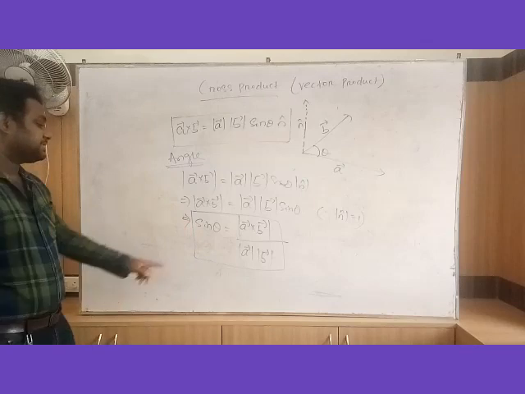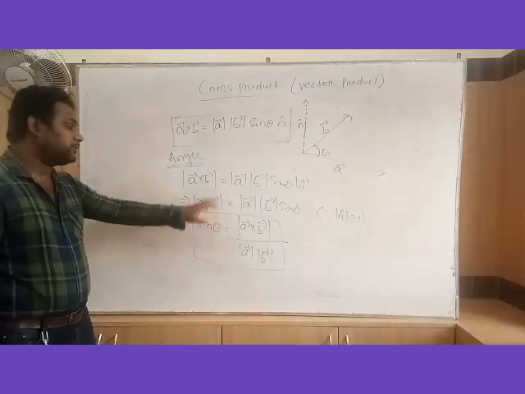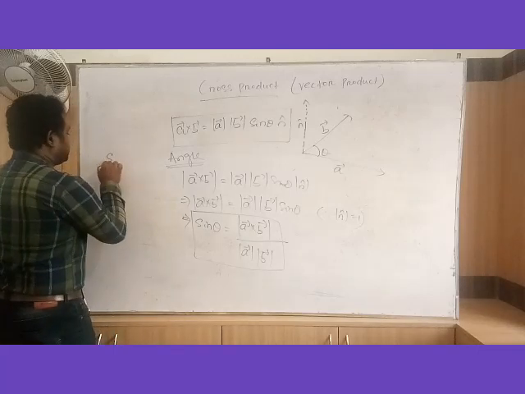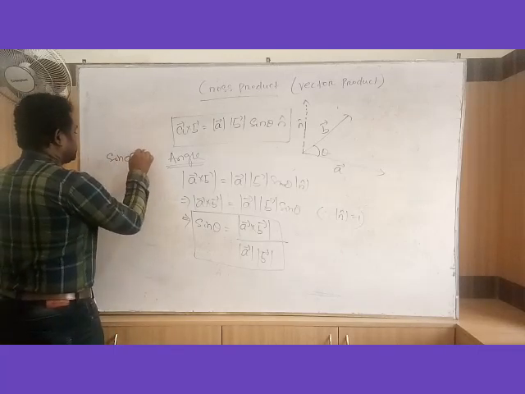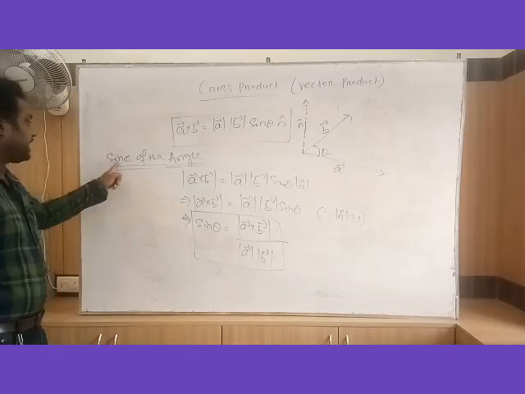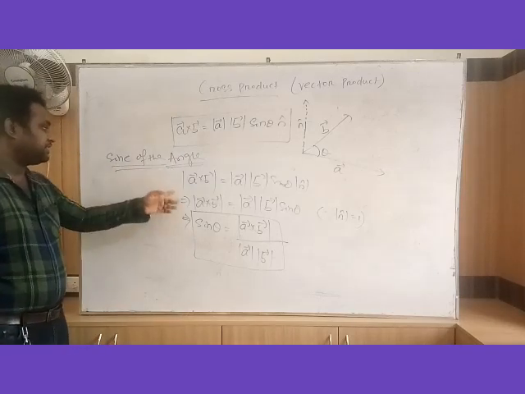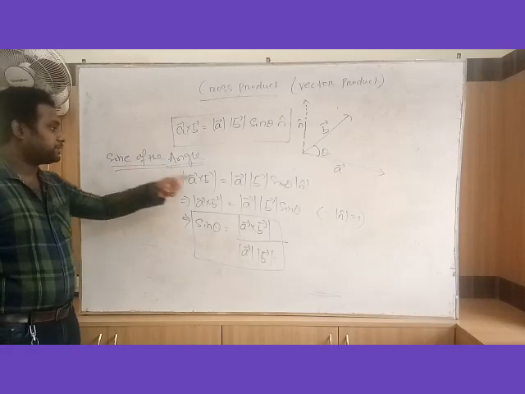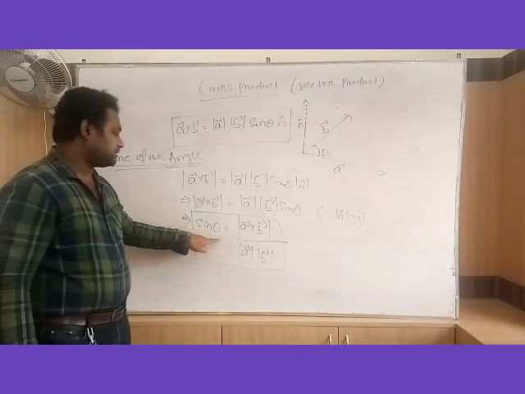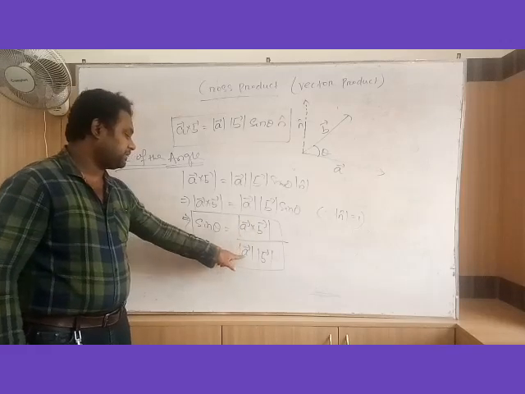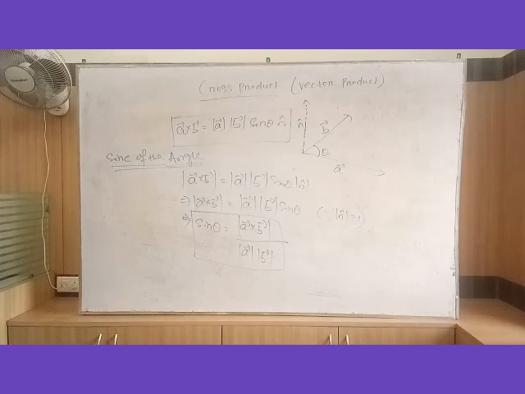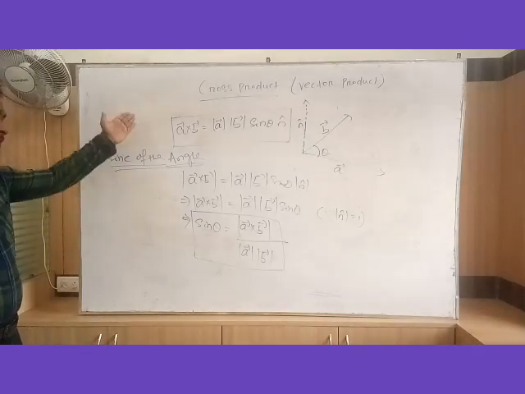This is called the sine of the angle. If you are asked in the question to find the sine of the angle, it means find sin theta of the given two vectors. So the formula becomes sin theta equals magnitude of A cross B divided by magnitude of A into magnitude of B. So pause and note it down.